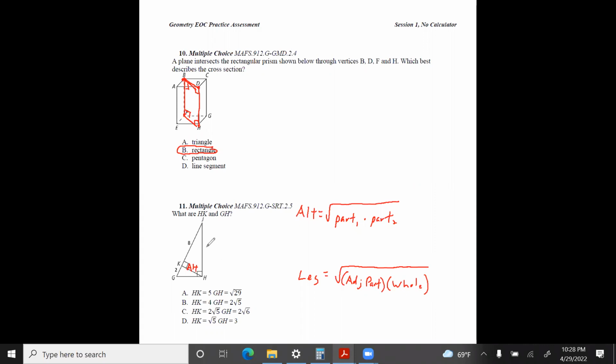Then we have the legs. We call this leg 1. Call this leg 2. So then this one that's next to leg 1, I'm going to call part 1. The one that's next to leg 2, I'm going to call part 2. Again, those are the two parts of the hypotenuse. And then we have the whole hypotenuse. So they want to know the length of first HK. Well, HK is our altitude. So plugging in, we're looking for the length of HK.